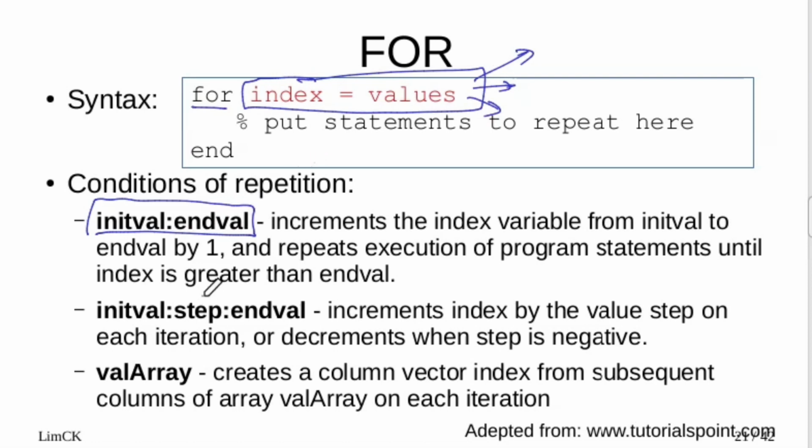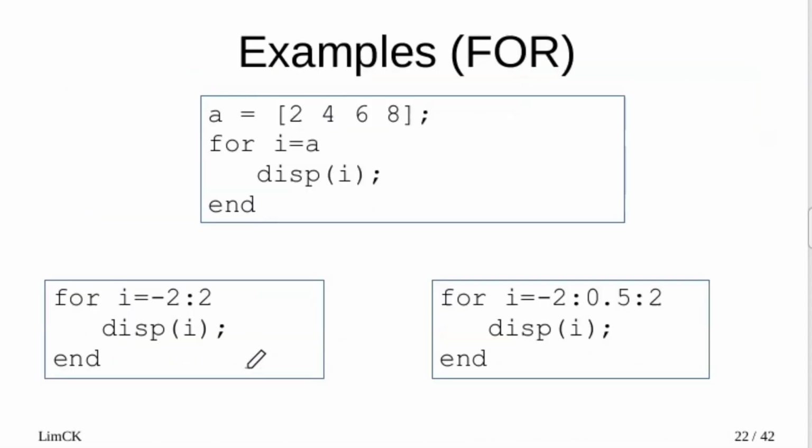The second form is we can use this one. Instead of letting the index grow from initial to end, 1, 2, 3 and increase until the end, we can set the step size. And then the third one is we have an array of values. With the array of values, the index will take the values in the array one by one until the end. Let me explain with an example.